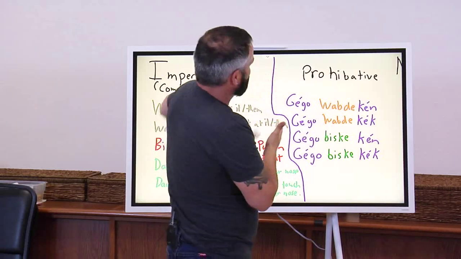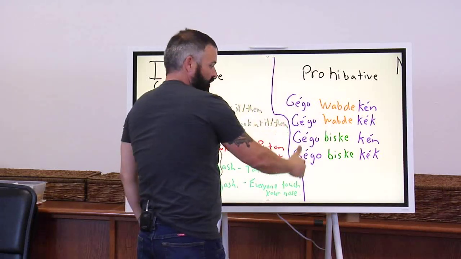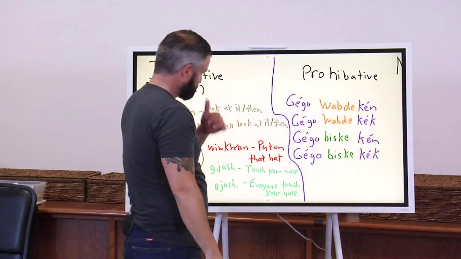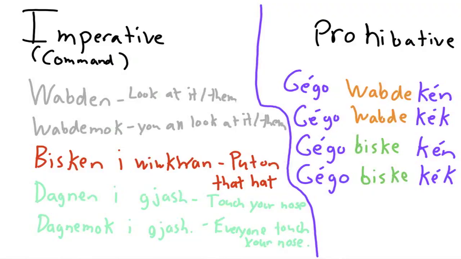Okay, then the prohibitive form, we have our gago at the front always, and we always have to have either that can or kak, okay? Gago wabdakan, don't look at it or them. Gago wabdakak, don't you all look at it or them. Maybe you're talking about something you bought for somebody, you don't want them to see the present or something. Gago wabdakan-e mingoswin, don't look at that gift. Gago wabdakak ni mingoswinen, don't look at those gifts, telling a bunch of people. Again, it can be it or them.